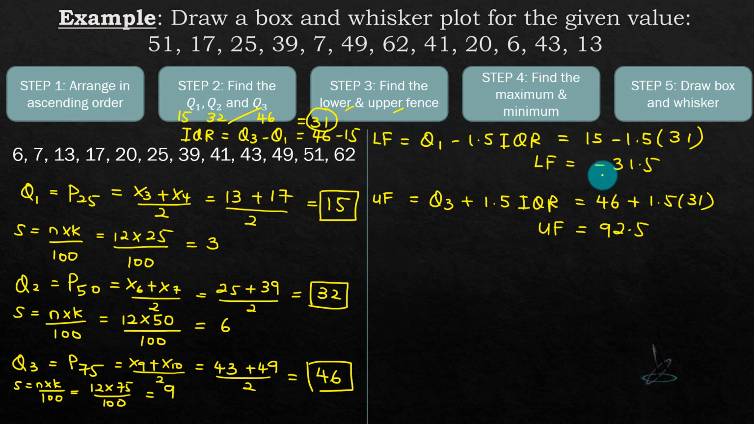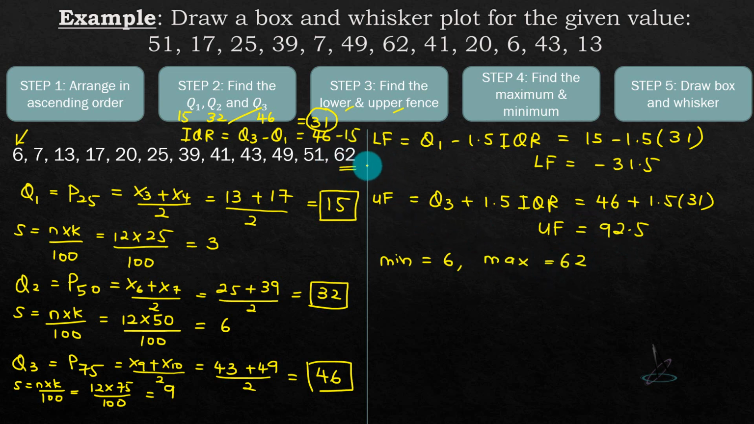So the lower fence is negative 31.5. So the number after this lower fence is 6. So that means the minimum is equal to 6. Meanwhile, the maximum just before our upper fence, the upper fence is 92.5. So 62 is the highest. So the maximum is 62.